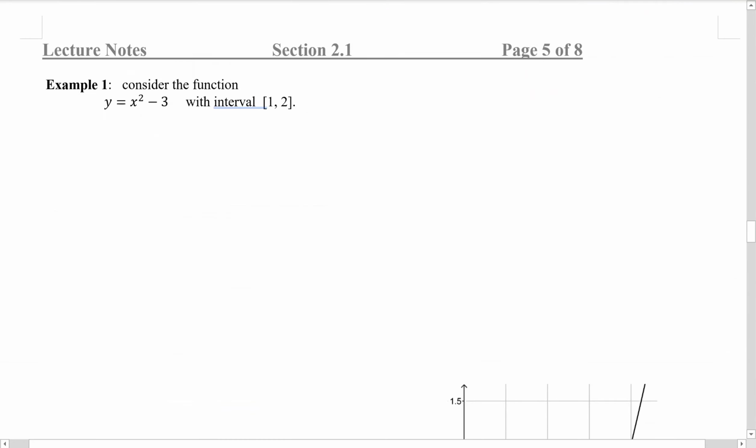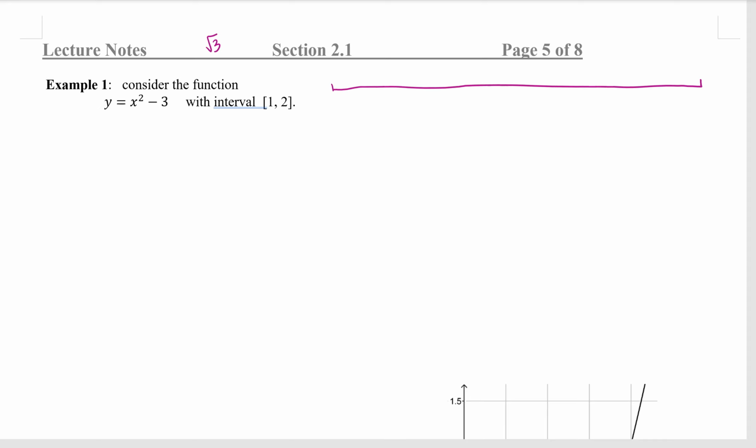So let's look at the first example. We consider the function y equals x squared minus 3. Well, when we find the roots, we know the root is going to be square root of 3, right? Okay, so now let's see. For this kind of problem, I strongly suggest you draw a big long interval.